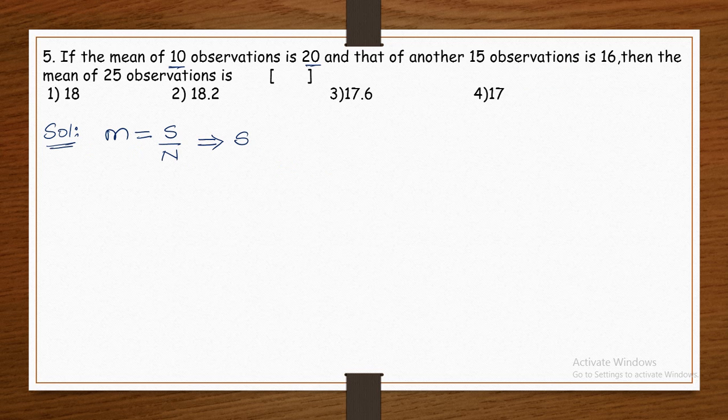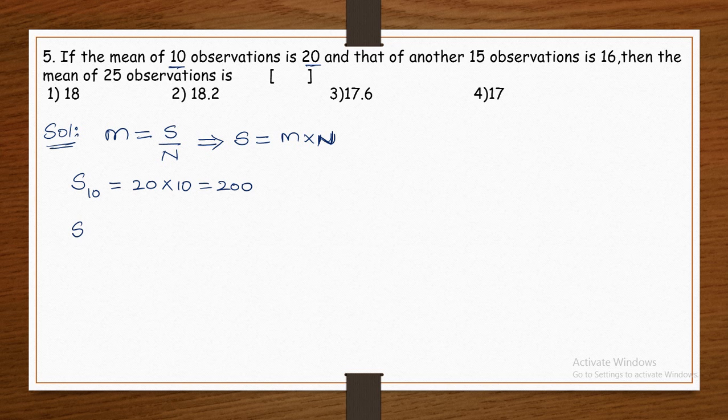So from this, what is the sum of observations? S is equal to m into n. It is nothing but sum is equal to mean into number of observations. First, finding the sum of the first 10 observations: mean is 20 into number of observations 10. So 20 into 10 is 200. So we got the sum of these 10 observations.